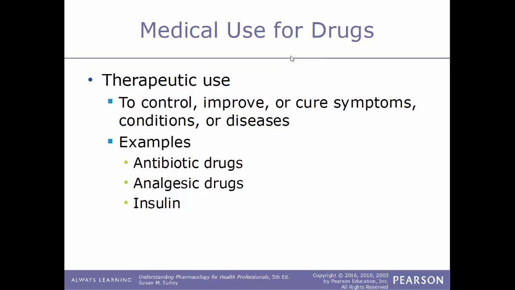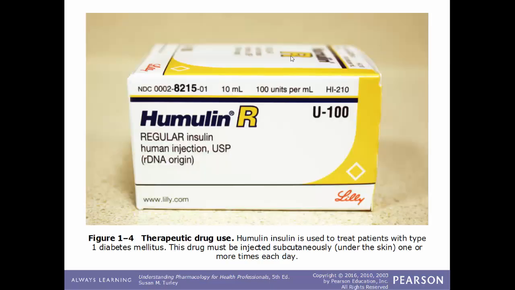So these are not used to diagnose anything. These aren't used to prevent anything. These types of drugs are used to control or to treat a condition. In this image we have an example of Humulin, which is a type of insulin that some diabetics would take.